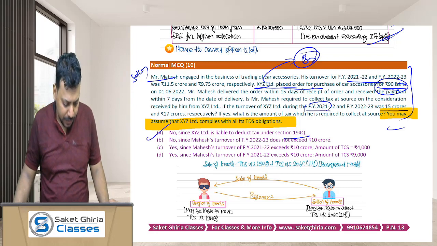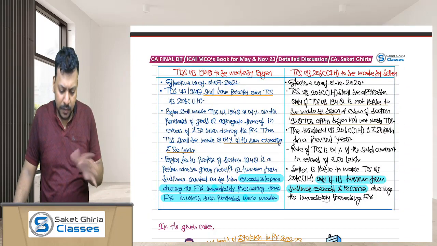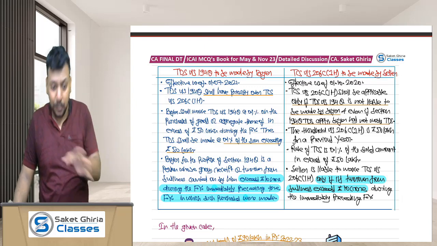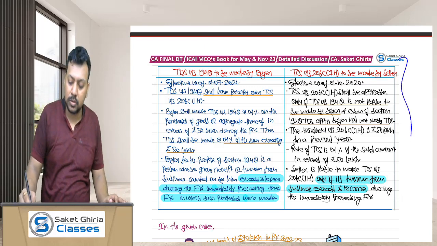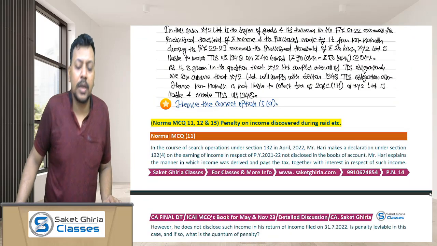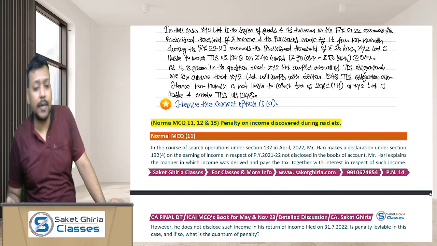Okay, so moving further. So dear, here we have given the detailed explanation of the differences between 194Q and 206C(1H). Do read, this is going to be very helpful for your exams. Okay, moving further. Okay, dear friends, MCQ 11, 12, 13 deal with penalty on income discovered during raid.